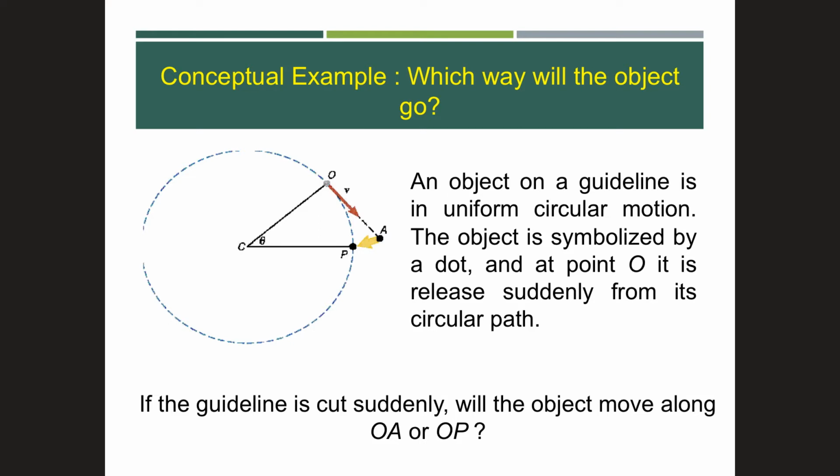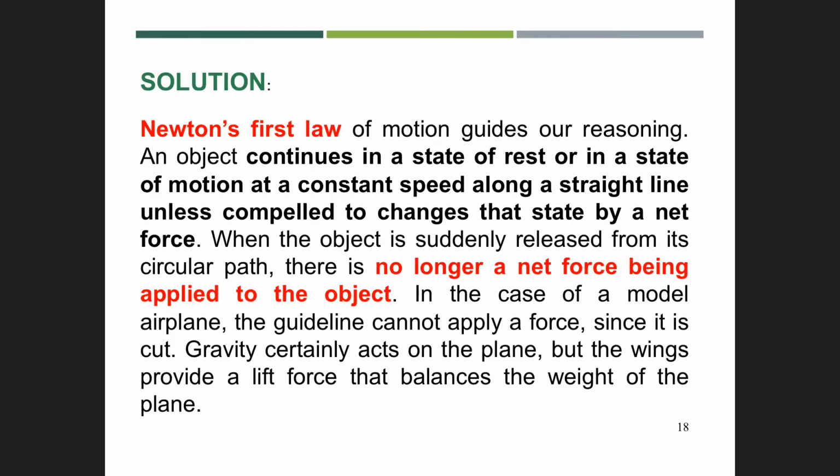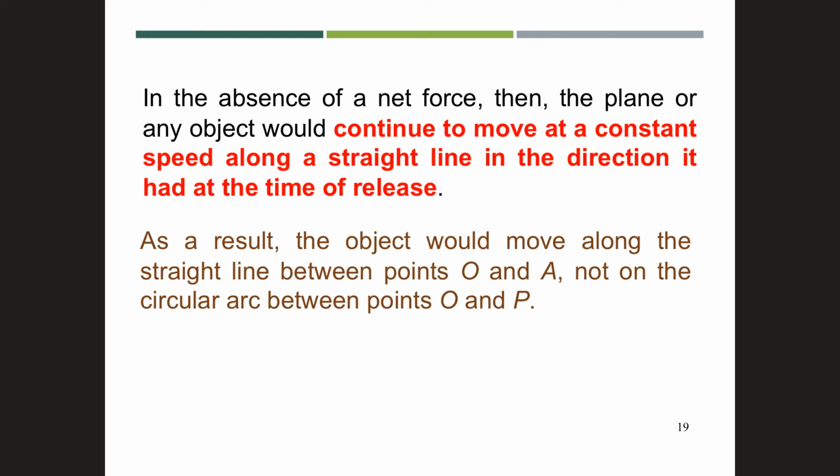So the direction of the velocity is going to be the direction at the moment it was released. Therefore, the answer is going to be OE, which is tangential to the circle. So the explanation is already here. I already mentioned this to you. So this object is going to move at a constant speed along the straight line in the direction it had at the moment it was released.